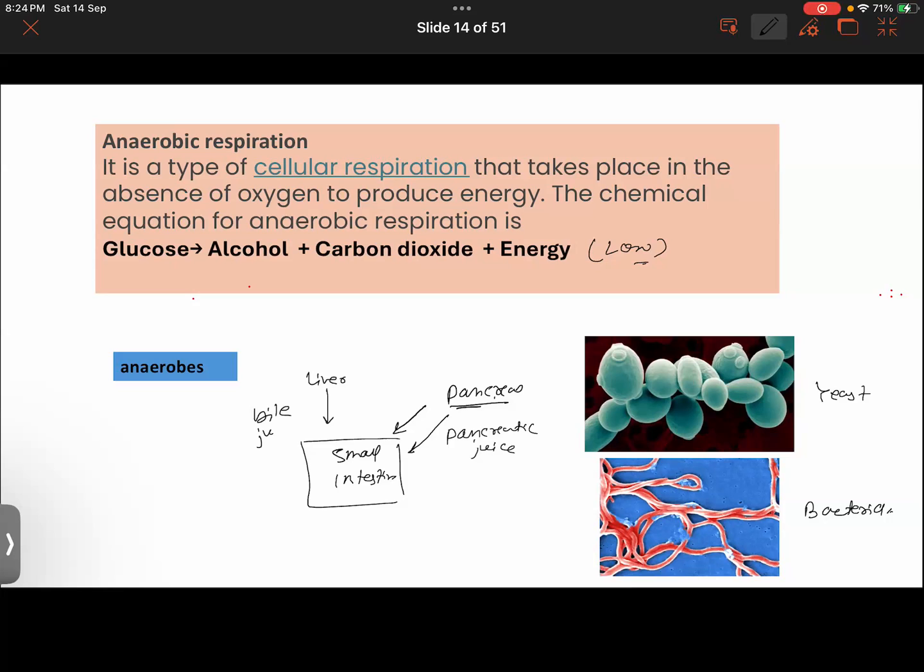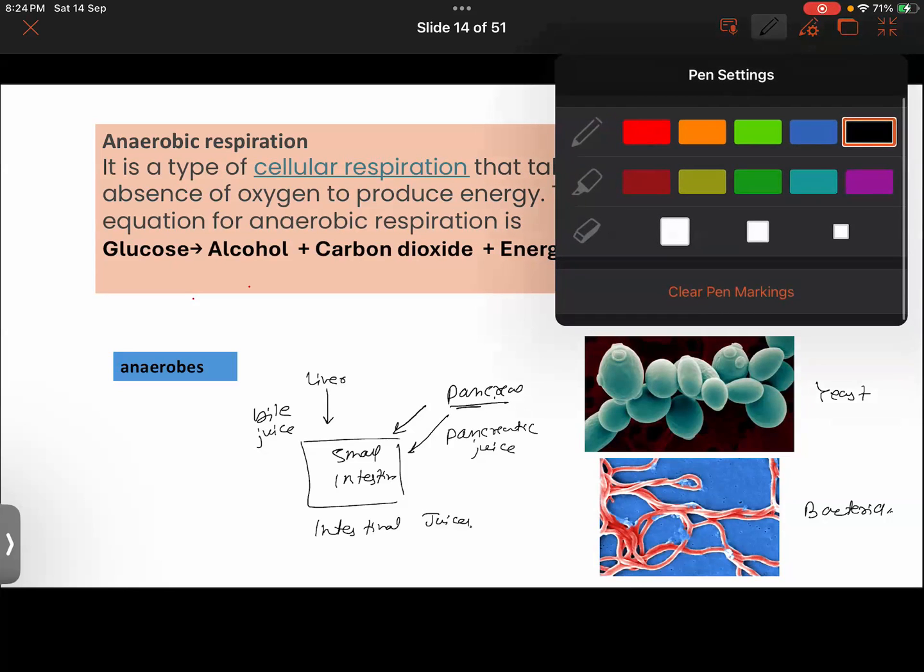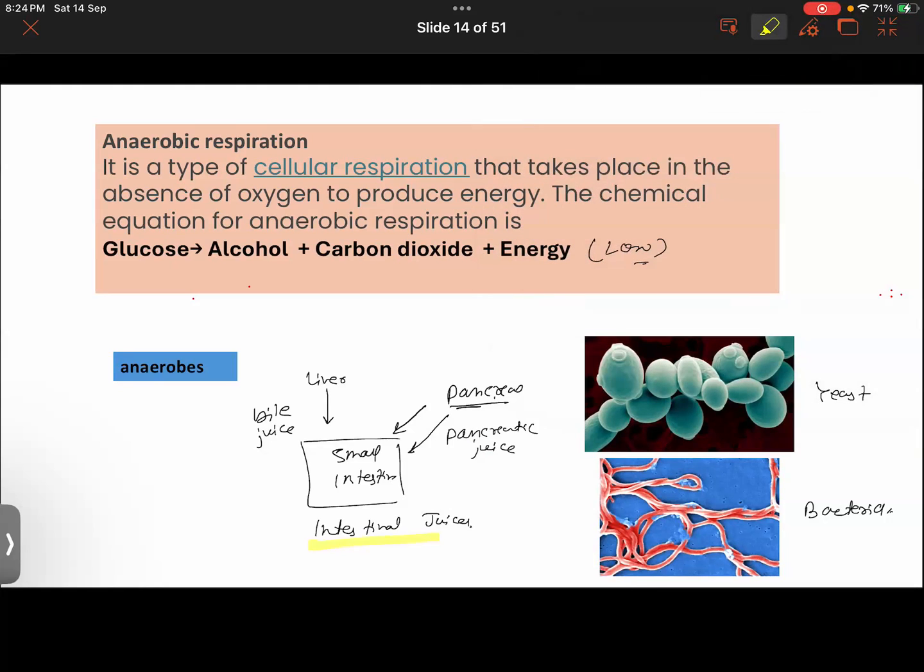Then we know that the walls of the small intestine also secrete intestinal juices. So mainly there are three secretions here: intestinal juice, pancreatic juice, and bile juice. So whenever you talk about digestion of the food in the small intestine, you have to explain the role of the bile juice, pancreatic juice, and the intestinal juice. Without discussing it, it will be incomplete. Getting it, Suleiman?